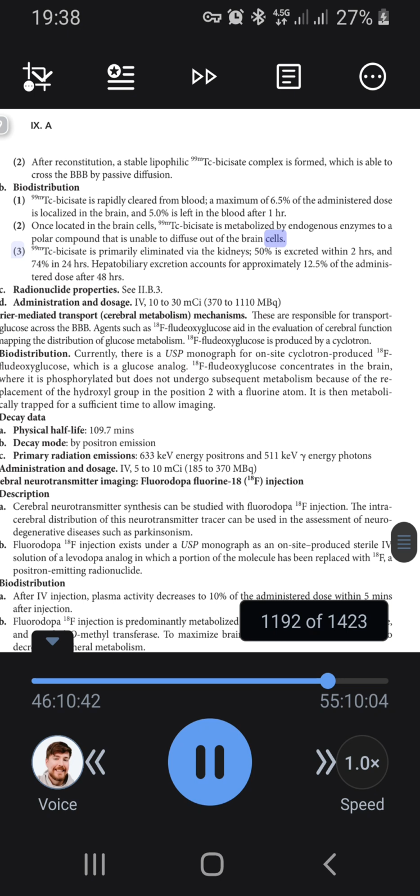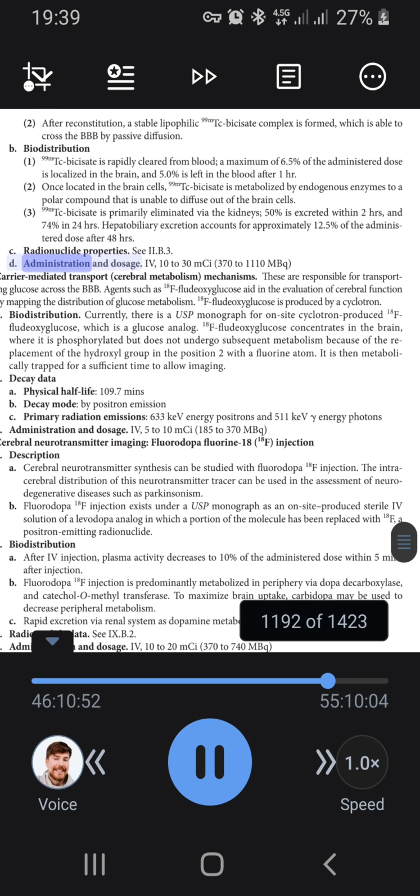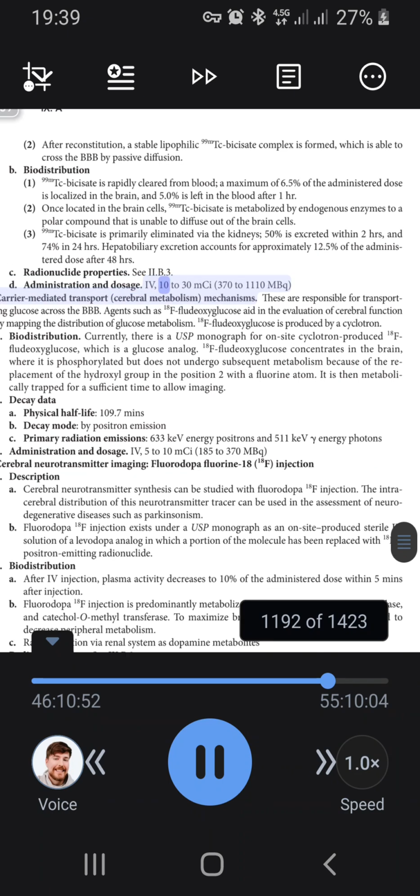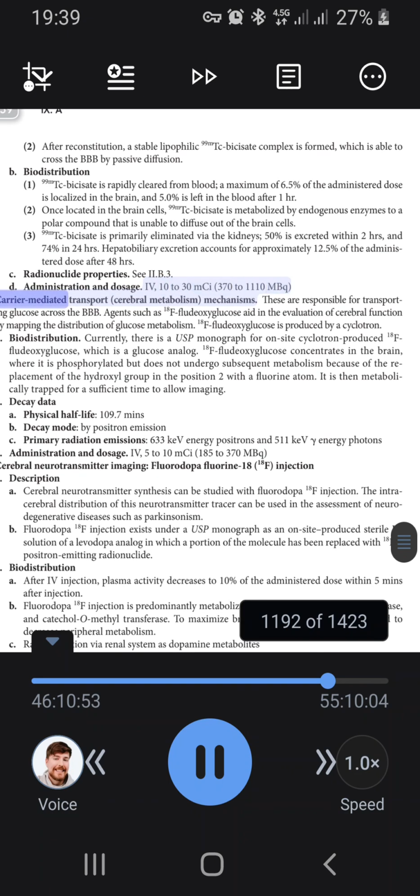3. 99mTc bicisate is primarily eliminated via the kidneys. 50% is excreted within 2 hours and 74% in 24 hours. Hepatobiliary excretion accounts for approximately 12.5% of the administered dose after 48 hours. C. Radionuclide properties. D. Administration and dosage. 10 to 30 mCi, 370 to 1,110 MBq.